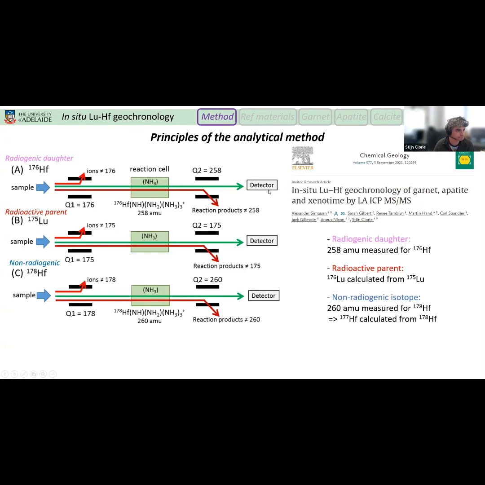If we then cycle by changing those voltages on the quadrupole systems to just measure the parent, we put both mass analyzers to mass 175. So lutetium does not react with hafnium.